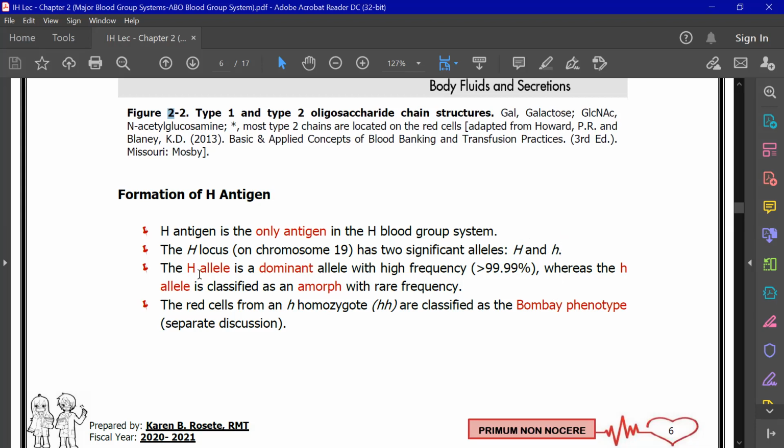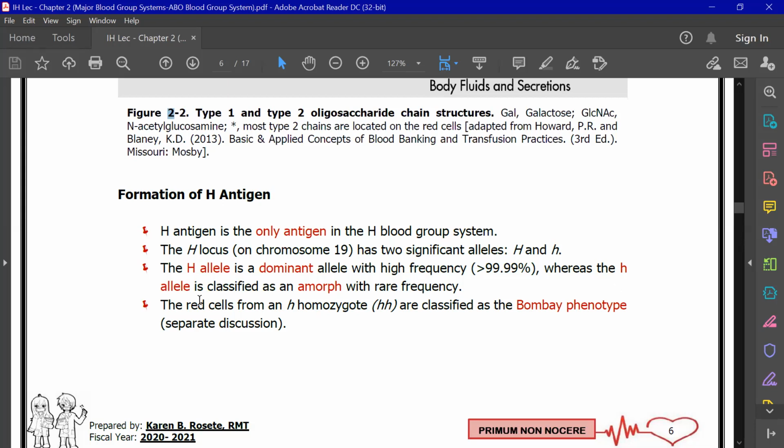Okay, so the H allele is a dominant allele having a very high frequency of greater than 99.99%, meaning this can be observed in greater than 99.99% of the population, whereas your small letter h allele is classified as an amorph, meaning it is a silent gene having no detectable antigen product.